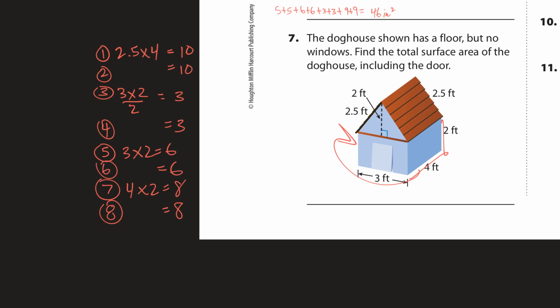I think I need the bottom as well. So it says has a floor. So that's telling me to find the area of that floor. And the floor is going to be just 3 times 4. Now I got to add them all up.